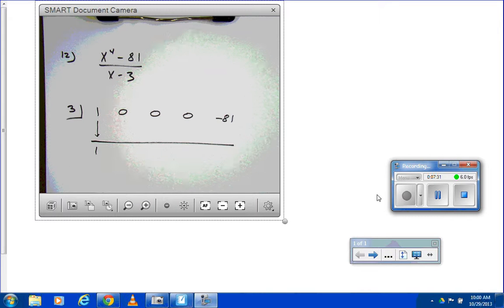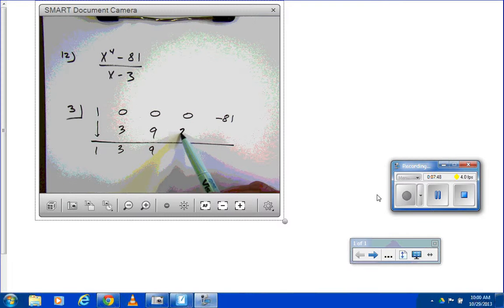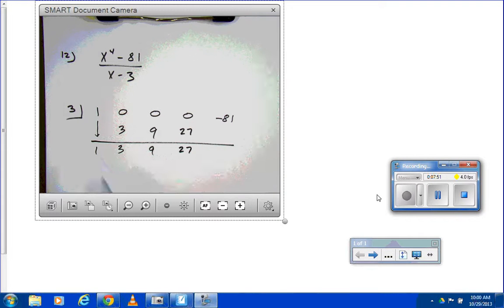Now what do you do? You multiply. 3 times 1 is 3. 0 and 3 is 3. Let's just keep going. 3 times 3 is 9. 0 and 9 is 9. 3 times 9 is 27. 0 and 27 is 27. 3 times 27 is 81. And that works out pretty nice, doesn't it? Because now our remainder is just 0. Don't have a remainder on this one.